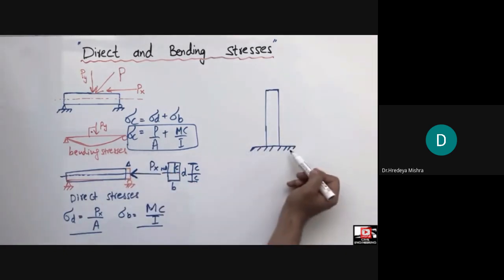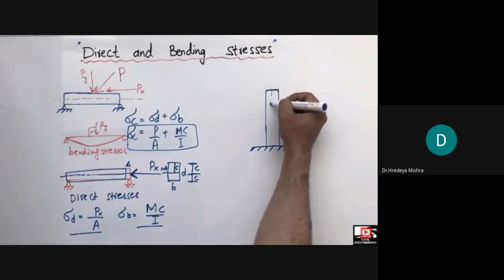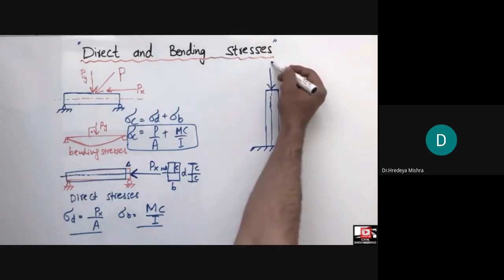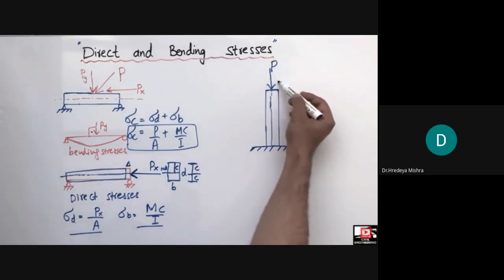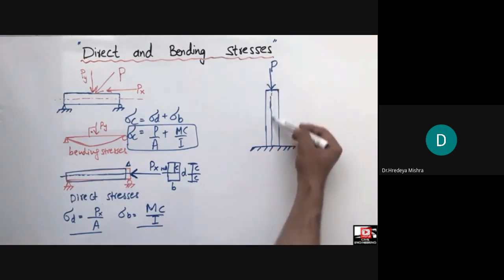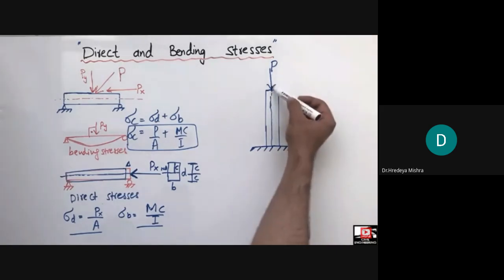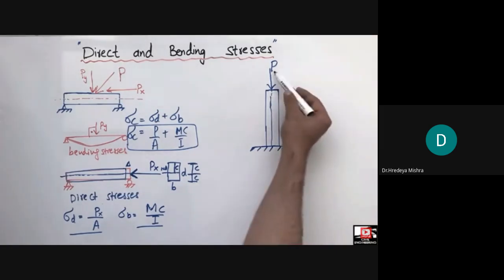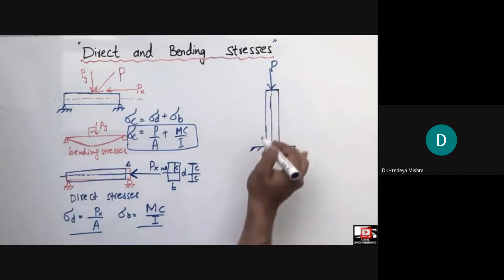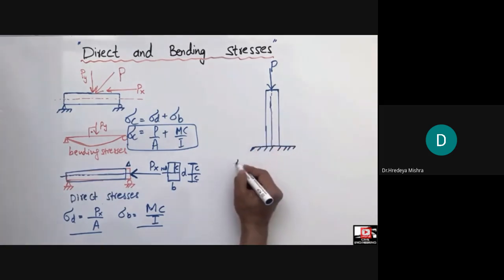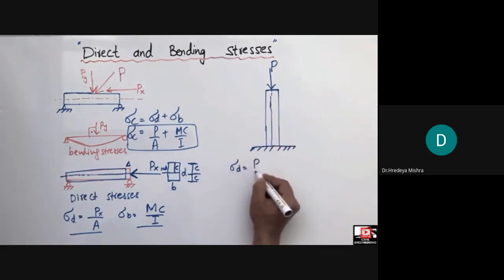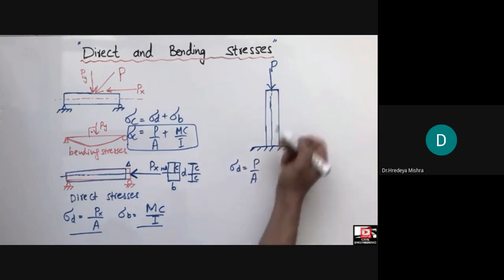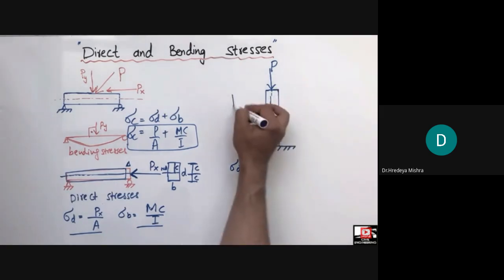Similarly, let's consider this in a column. If this is the axis of the column and this is the load acting at the center of the column, let's suppose this is P. Due to this load, we will have direct stresses in this column. This load is acting along the axis of the column. We call the stresses created due to a concentric load the direct stresses or axial stresses. Direct stress is P over A, the load divided by the cross-section area of this column.